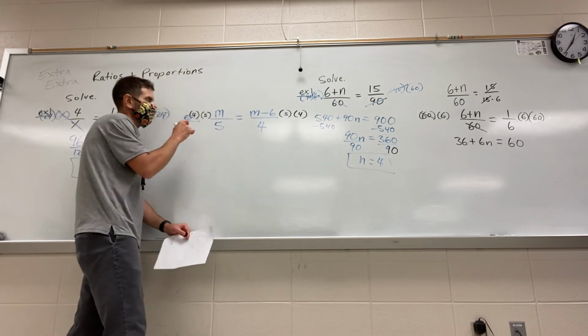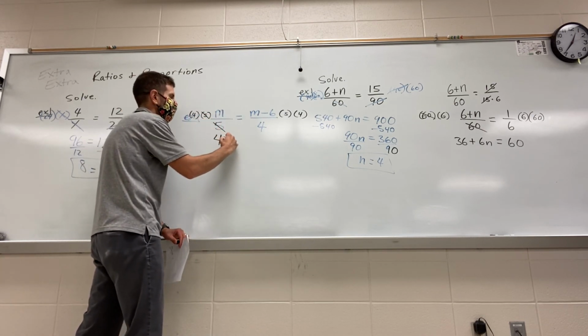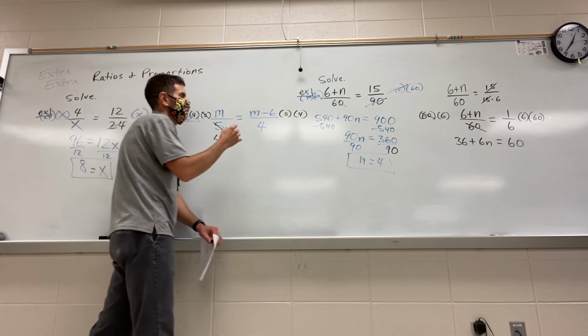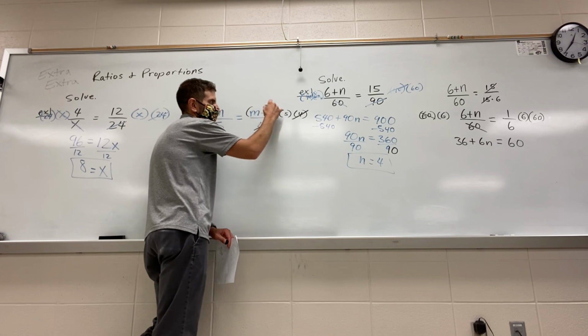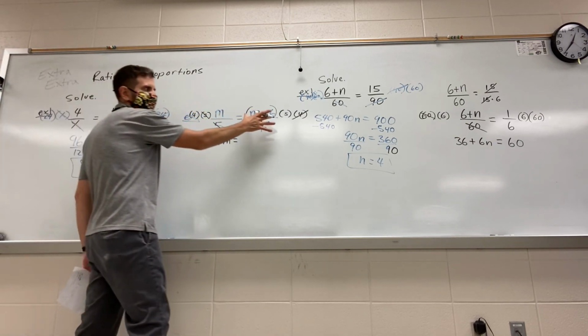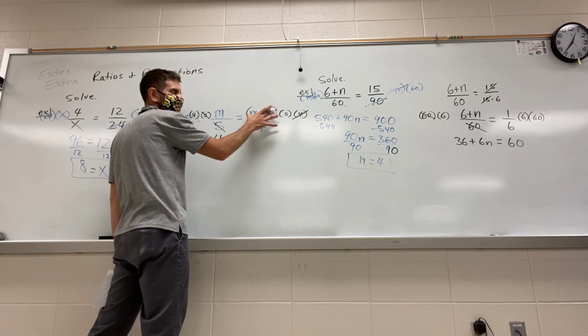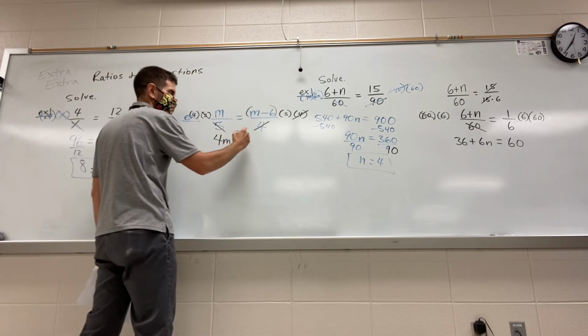And then you just got to be careful because what are you going to have to do with that 5? You're going to have to distribute it. The fraction bar acts as a grouping symbol, so think of it as having parentheses around the m minus 6 and distribute it.